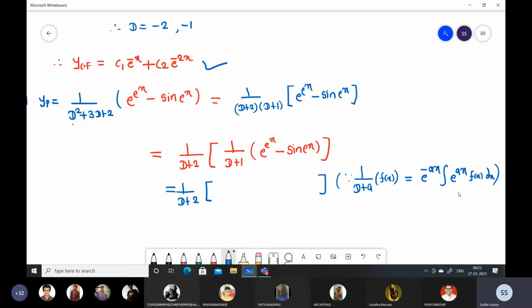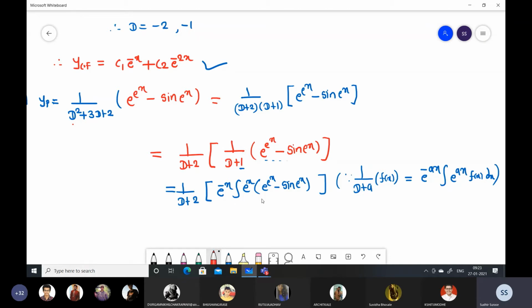So according to this formula, we can write here e to the power negative x outside, and inside we will have e to the power positive x, and the whole function as it is. I'll write in parentheses, e to the power x minus sine e to the power x. So this is the way of finding the particular integral using this formula.